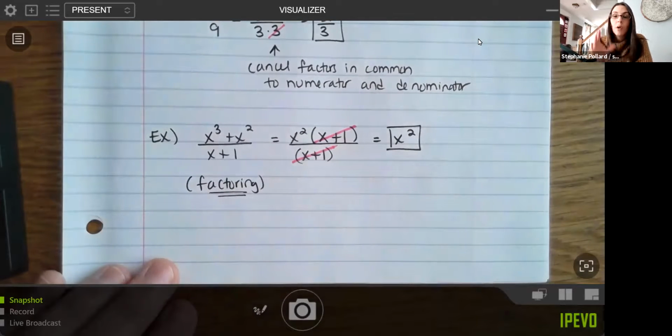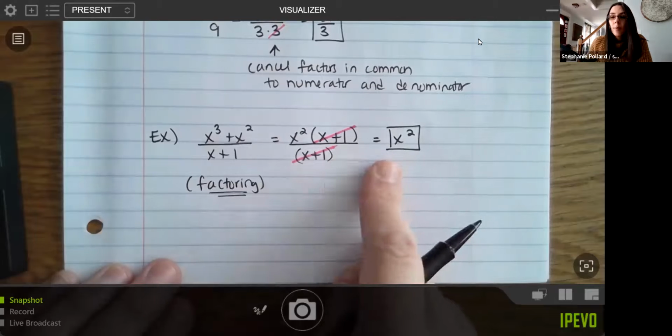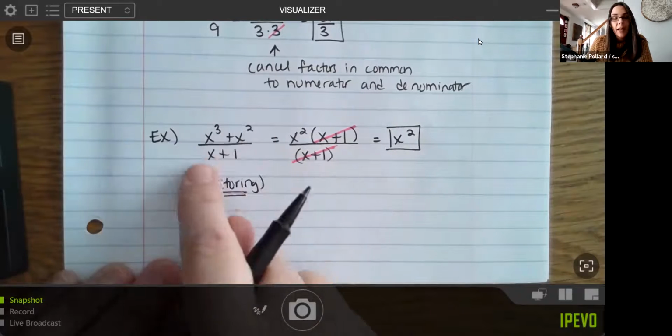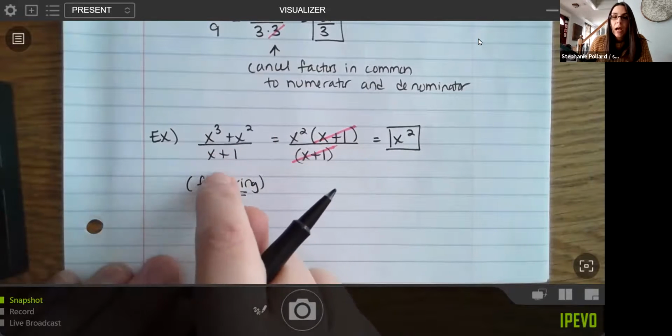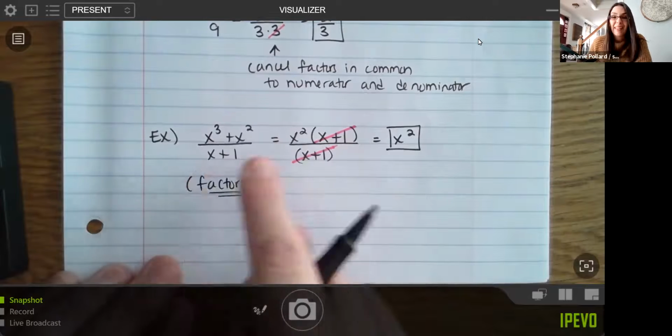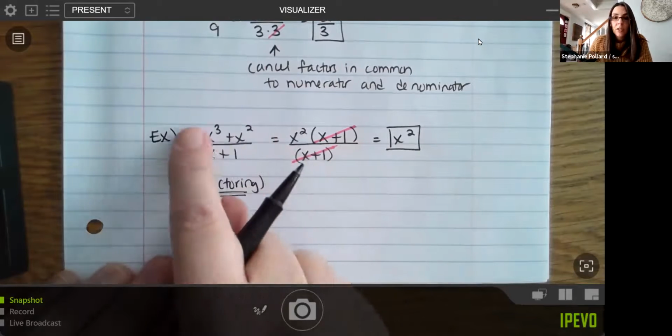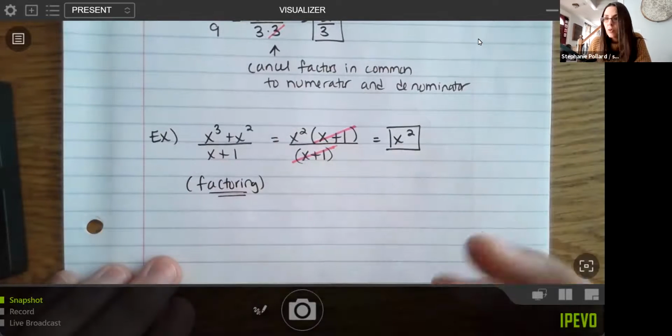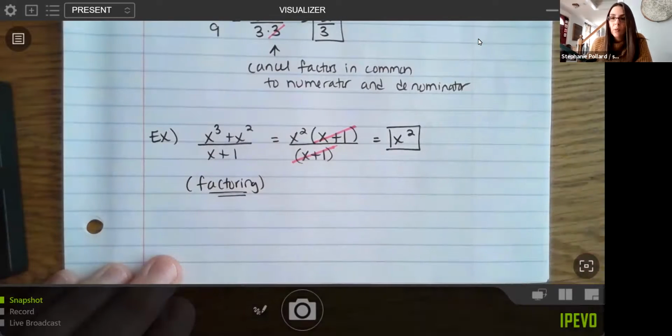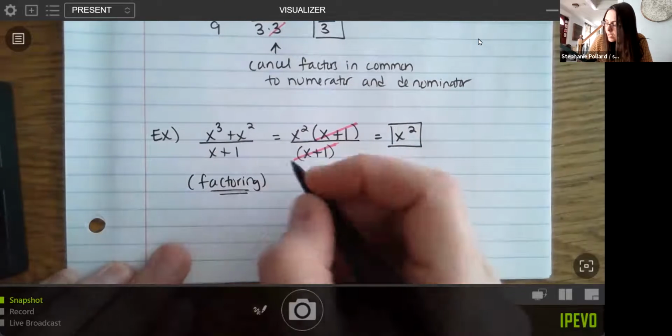Now, I am going to warn you here with domains, with rational expressions, you really need to go back to the original problem to do your domain. So I know that the x plus 1 cancels, but because that original problem had a denominator, that is where you're looking. So you're kind of looking both at the beginning and at the end to see what was the original issue, did you create any new issues along the way with factoring, and really watching out for that.